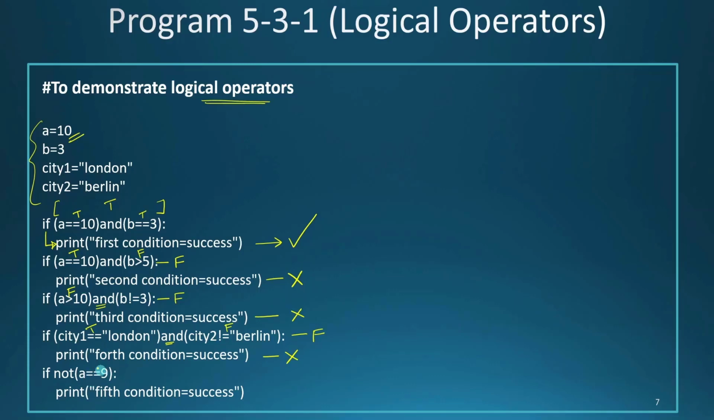So a equal to 9 will give false. Now I am using not operator on false, so the result will be true. So now the control will come inside. It will print fifth condition is a success. So now let us run this program.